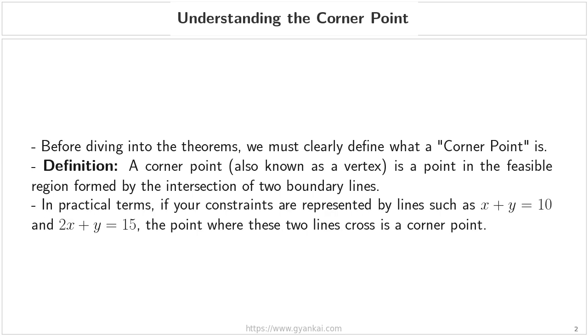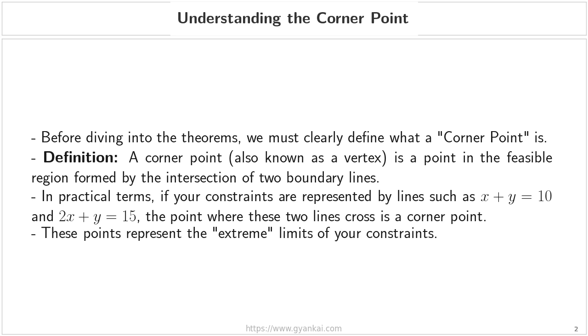To put this into practical terms, imagine you have two constraints represented by the linear equations, x plus y equals 10 and 2x plus y equals 15. The exact spot where these two lines cross each other on your graph is what we identify as a corner point. It is helpful to think of these points as the extreme limits of your constraints. They represent the very edges of your possibilities, marking the boundaries where your constraints meet. Understanding these specific points is crucial because, as we will see in the next slide, these are the only points we truly need to focus on to find our optimal solution.